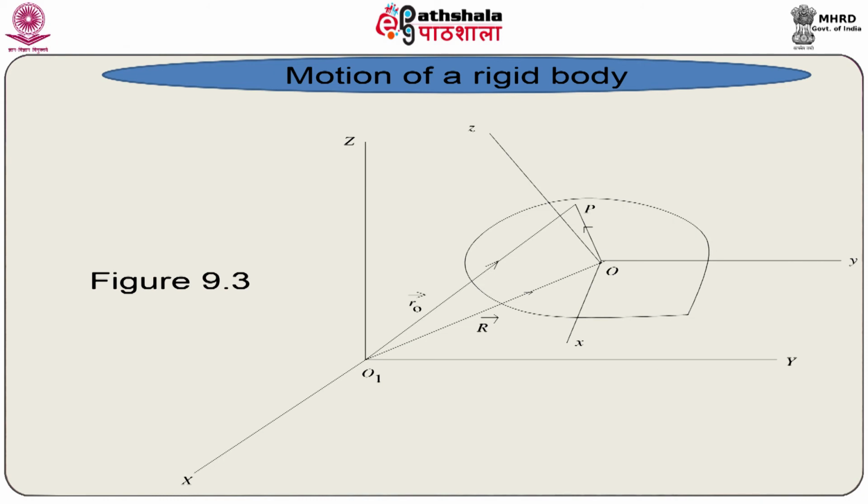Let us discuss the motion of a rigid body. In figure 9.3, a rigid body has been shown. Capital O1 is the origin, O1 capital X, O1 capital Y, O1 capital Z are the fixed set of axes, whereas O small x, O small y and O small z are the body set of axes. O1 is given by capital R vector. The position vector of capital P with respect to capital O1 is r o vector.